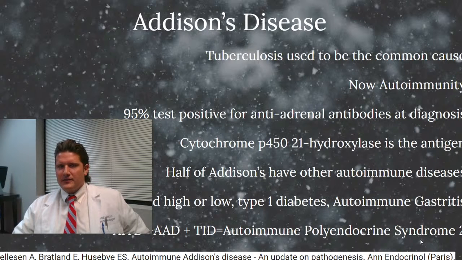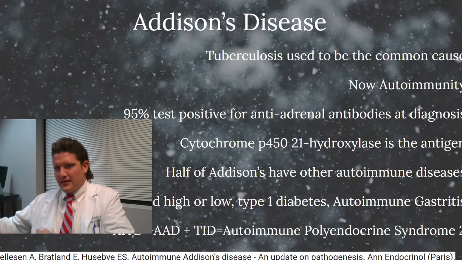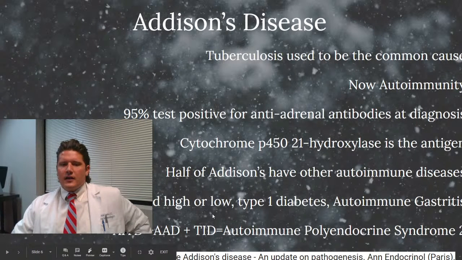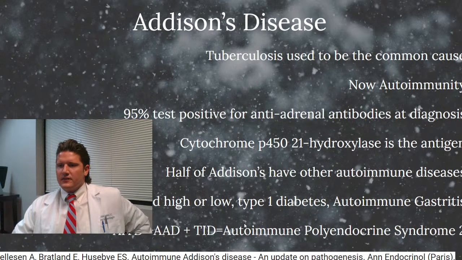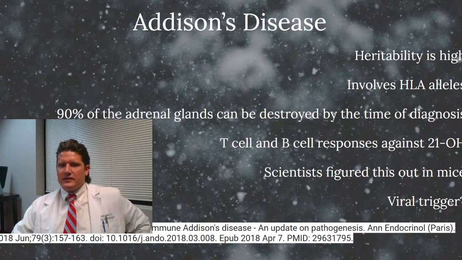You can look them up, but it's basically if you have this autoimmune disease and this one, then it's this type of autoimmune polyglandular syndrome. So nonetheless, just keep in mind, if you know someone with Addison's disease, it's very probable that they may, in fact, have other autoimmune problems. The heritability is high, involving what I mentioned, the HLA alleles. 90% of the adrenal glands can be destroyed by the time of diagnosis.